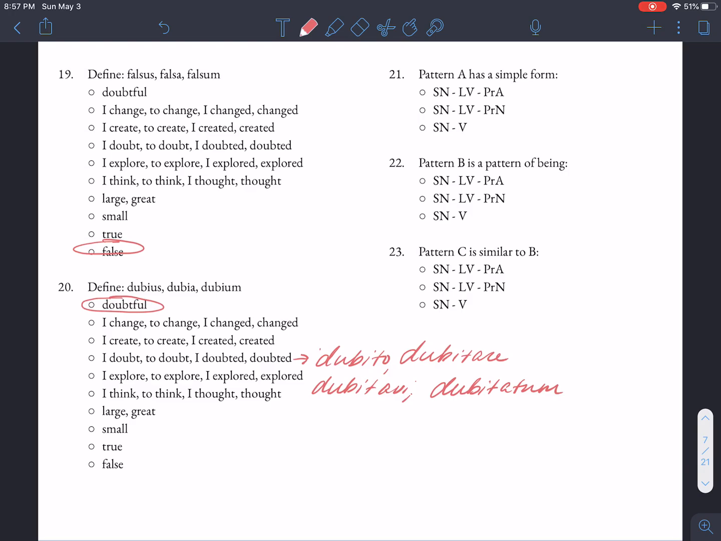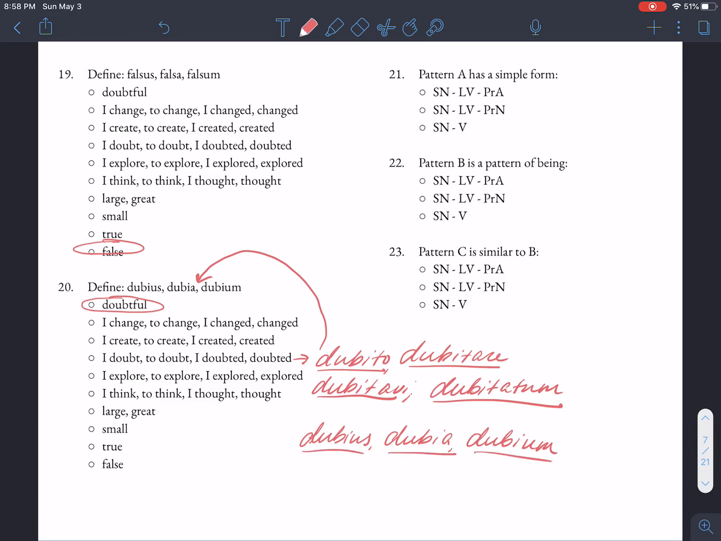And that's kind of similar to this here. This is our verb form because we've got 4 principal parts, but remember the adjective one has only 3, and that looks like dubius, dubia, dubium. There's 3 of them. So you see how they're similar, but they're kind of different? Anyway, so number 20, doubtful.